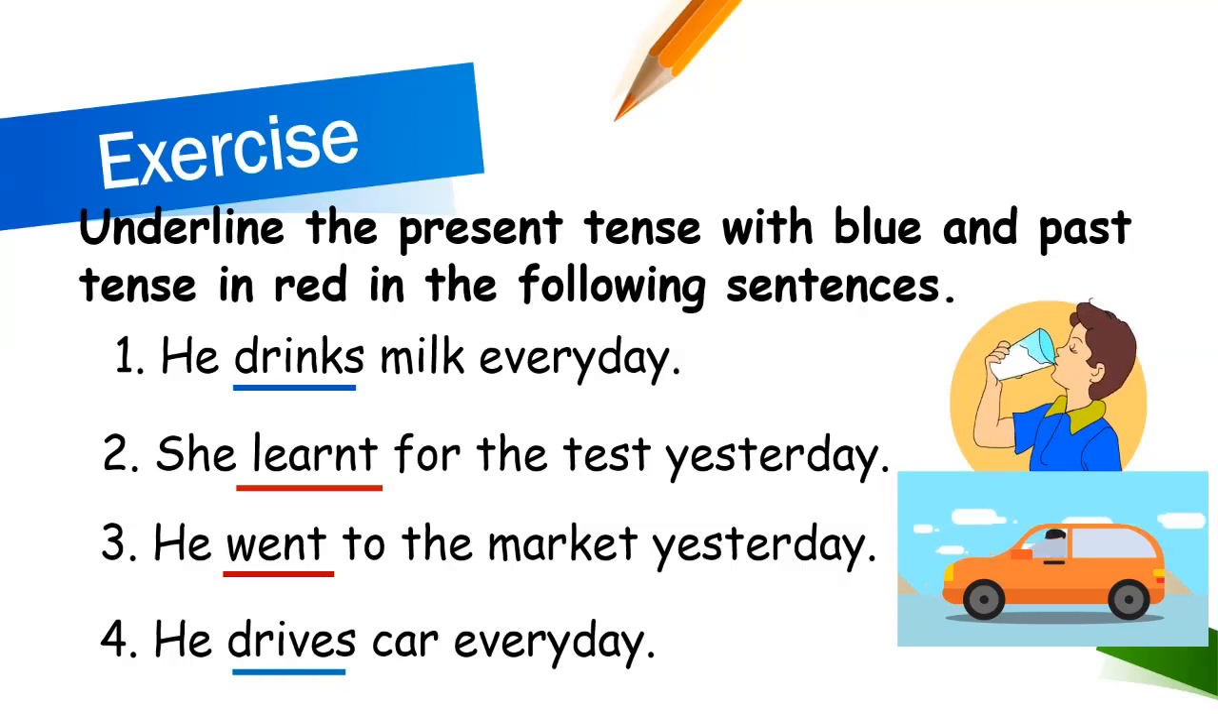So we add s to the verb when we are using it with the words he, she, and it. So here you can see, children, it is the word he. So s has been added to the verb drive.